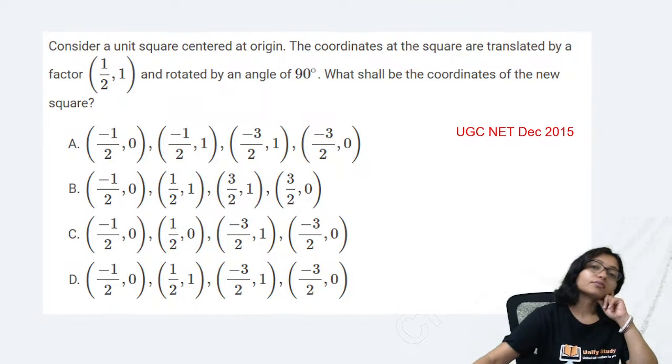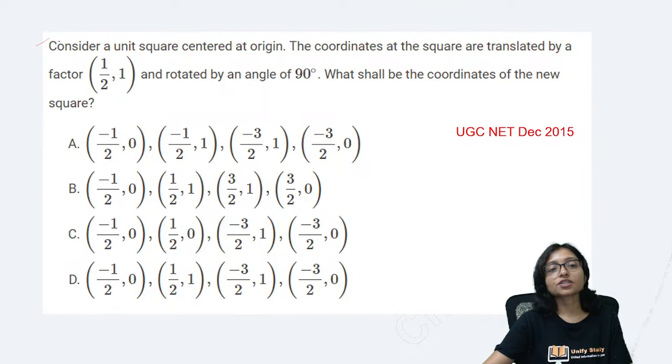Okay. Achha, can you do this question? Try to solve this one. Can you do this one?